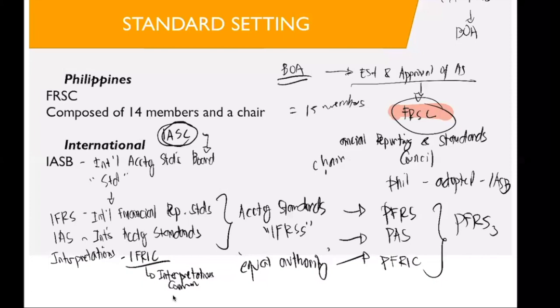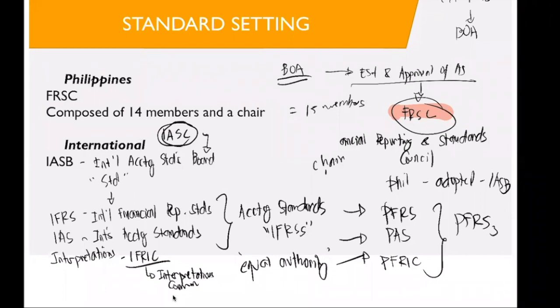So if we try to look at these standards, mapapansin nyo na magkakasunod siya numerically. So it was categorized numerically. However, some standards or some numbers are already missing. So for example, IAS 3, IAS 4, IAS 5. So those are already removed. So if you try to look at it, bakit kaya natanggal na siya?